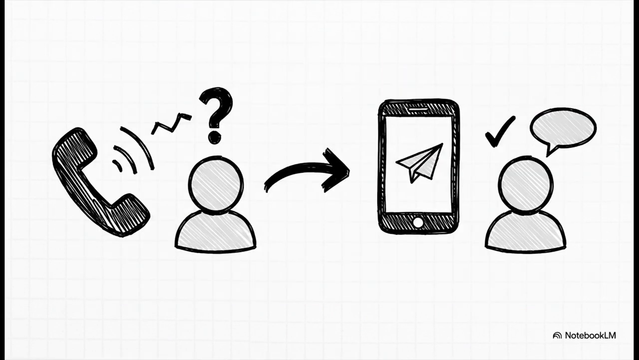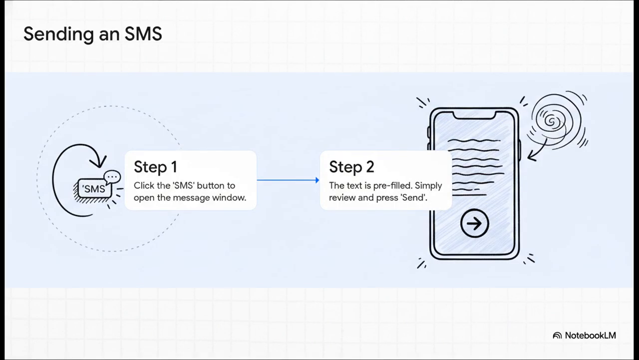So what happens if they don't answer? No big deal. The system has a backup plan. You can easily send a pre-written text message to make sure they still get the info. And sending it is so easy, it's just 2 simple steps. First, you'll click the SMS button, and that'll open up the message window. The text is already written for you. All you've got to do is give it a quick once-over and then hit send. That's it. The system does the rest.